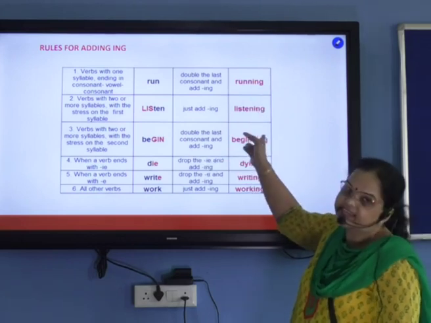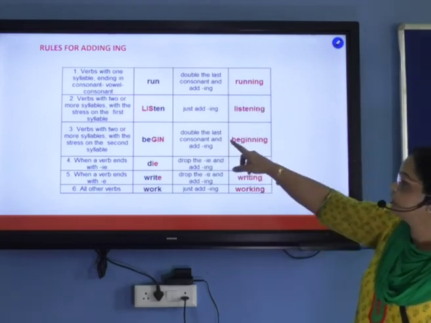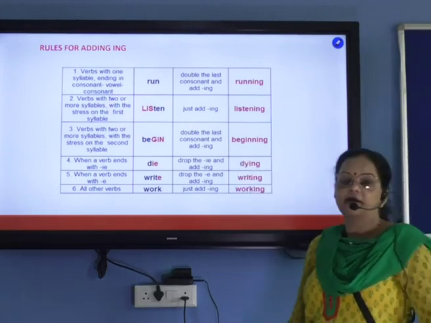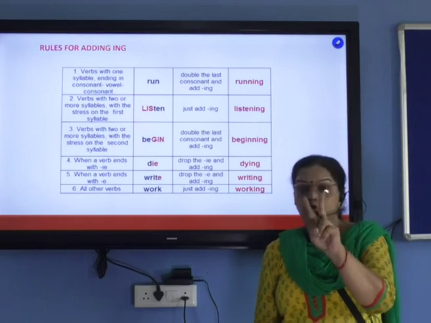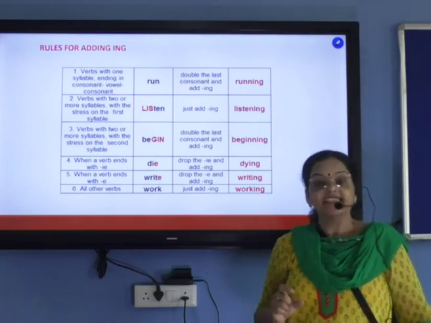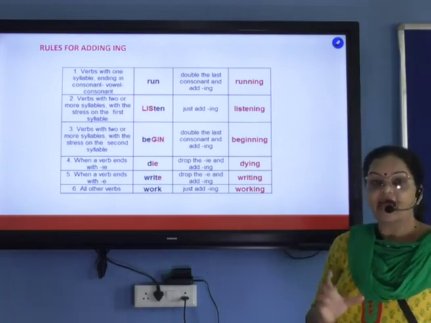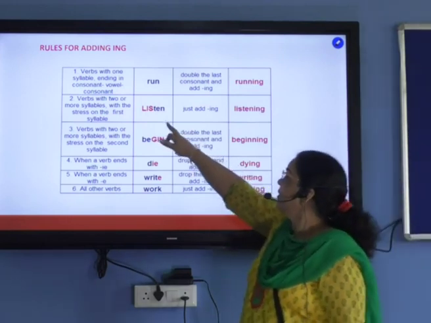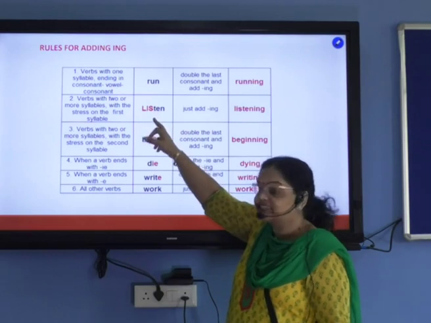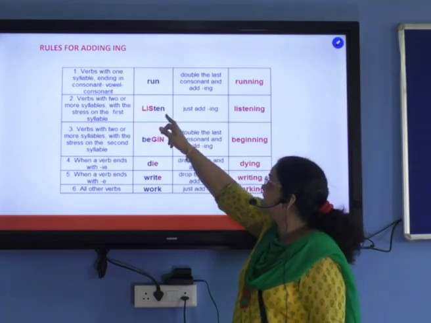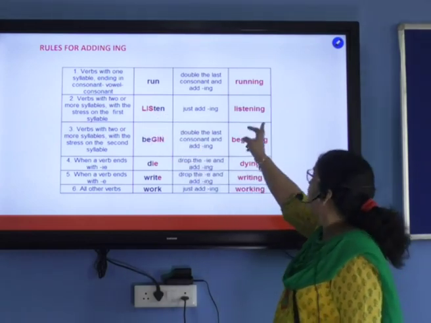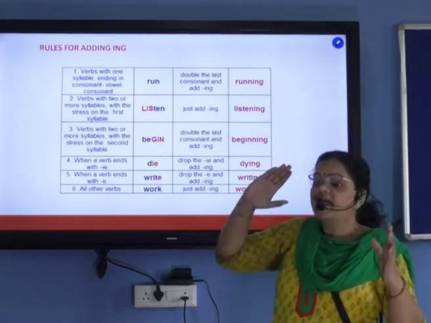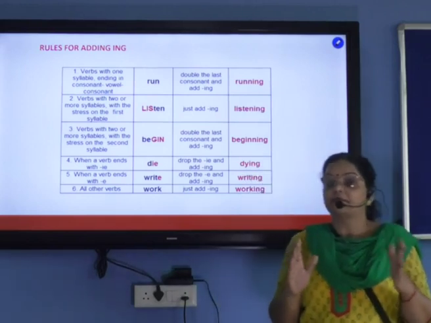Sit, sitting. Clear? Verbs with two or more syllables with the stress on the first syllable. When there is a verb which has two syllables, like listen, I am stressing on list, not ten. So when I am stressing on this word list, this L will not be doubled. Okay, you can see here, listening. So this will help you in your writing section, your spellings.